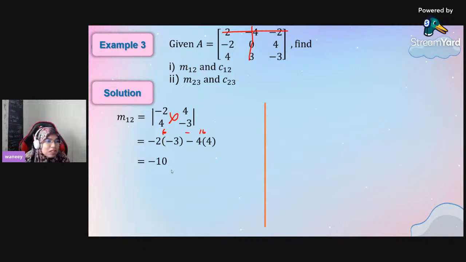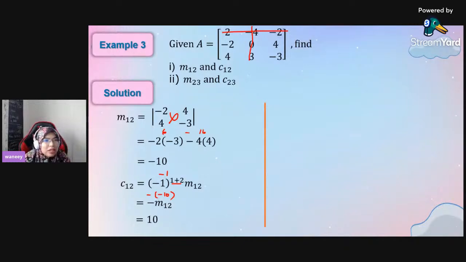So now to calculate C12. The formula is -1 to the power of 1 plus 2. 1 plus 2 is an odd number, so this is -1 times M12. M12 is -10, so we have -1 multiply with -10. The answer for this is simply 10. Okay, next.